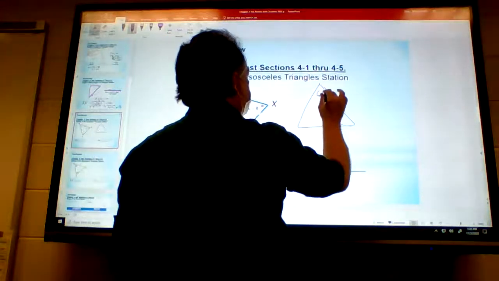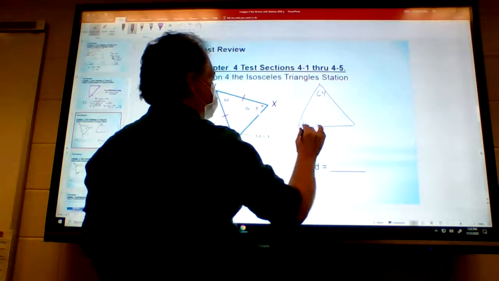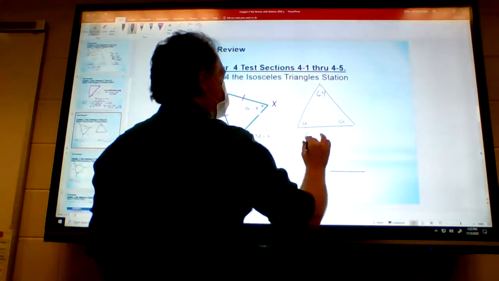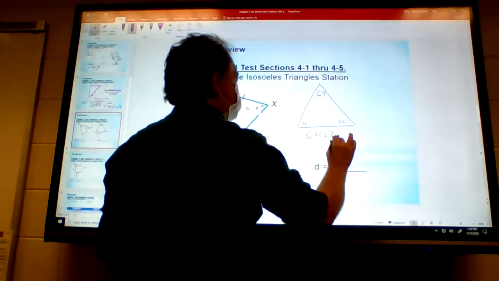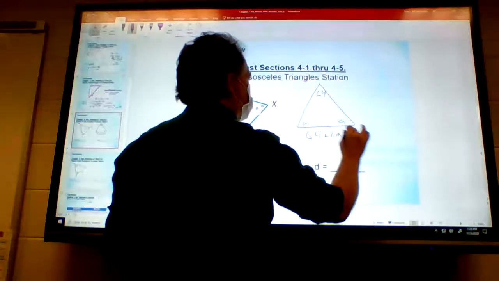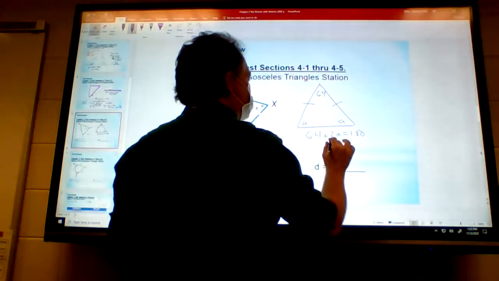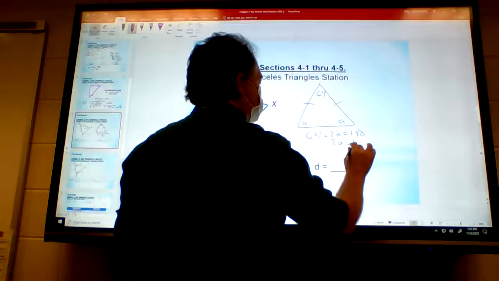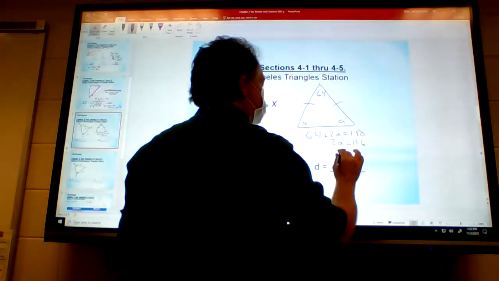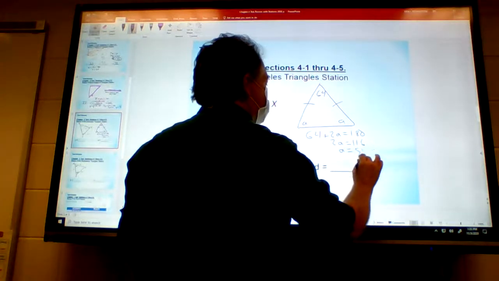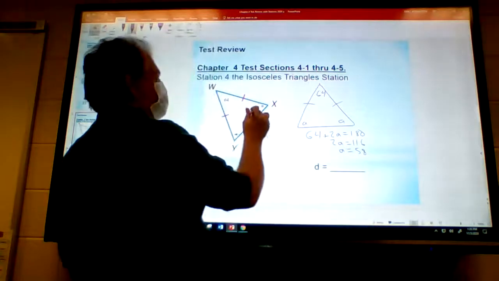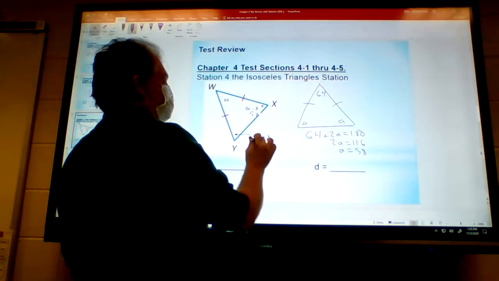So 64, and we'll call this A. So 64 plus 2A equals 180. So that's going to be 2A equals 116. So when I divide by 2, that means that A equals 58. Okay, so that means that each of these angles right here is 58.